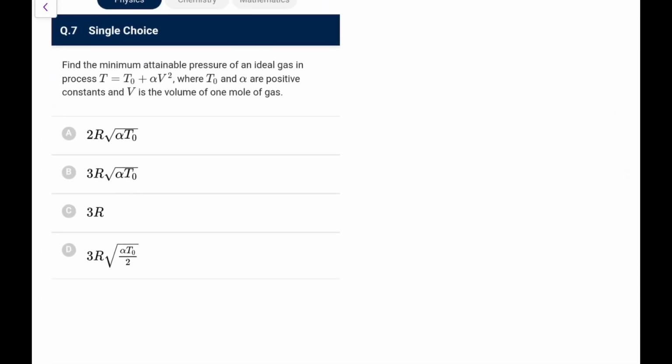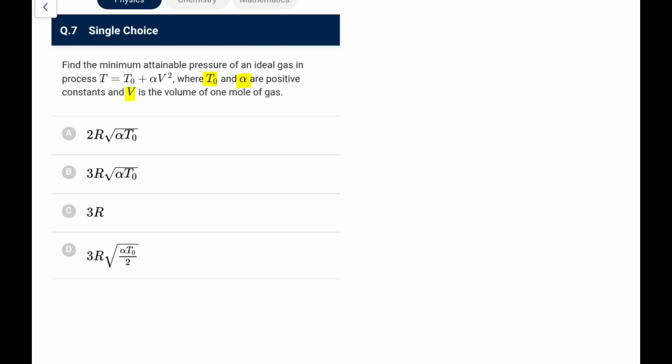Next, find the minimum attainable pressure of an ideal gas in the process. So what is the minimum attainable pressure of an ideal gas in the process? You have to find out. So what would be that? Where T0 and alpha are positive constants and V is the volume of 1 mole of gas. Okay.